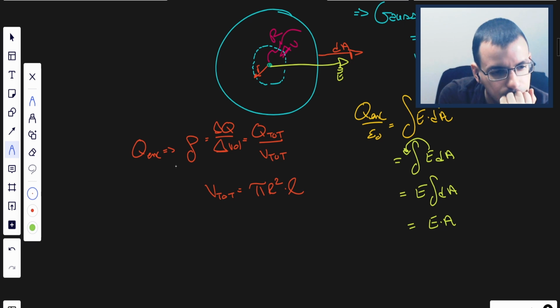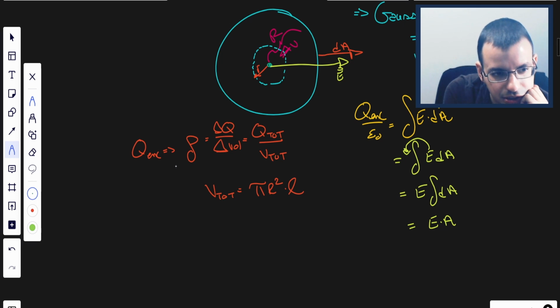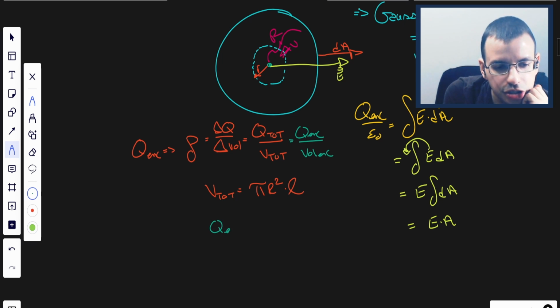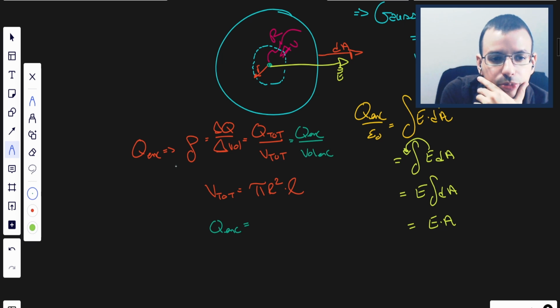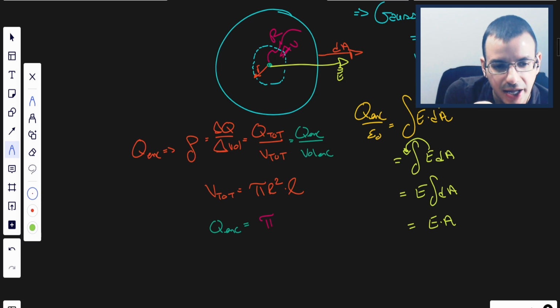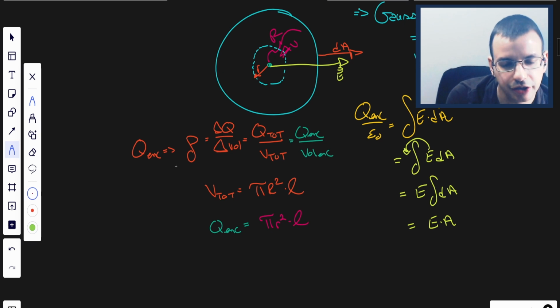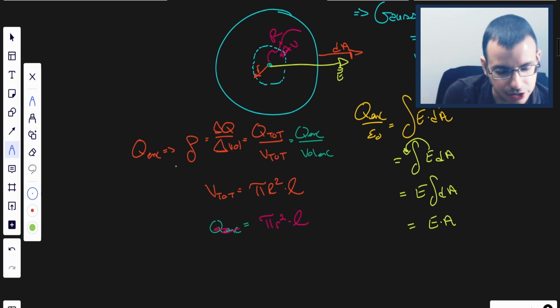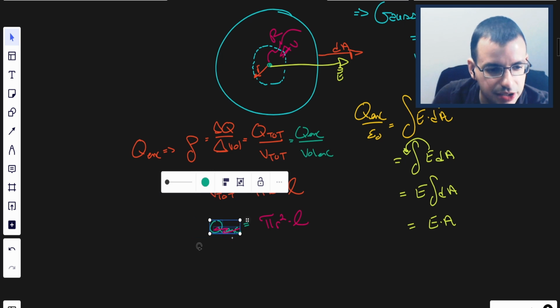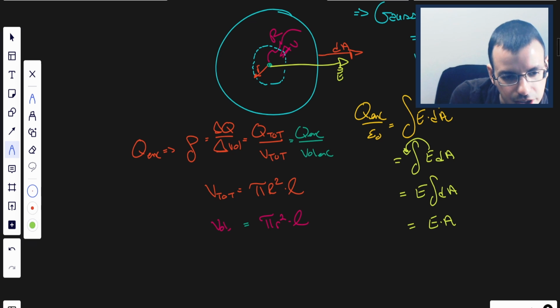So Q enclosed over volume enclosed, it's all the same thing, delta Q over delta volume. The enclosed volume of our Gaussian shape is getting bigger as the radius grows, and so that is going to be pi small r squared times length. So it's going to be the concentric smaller cylinder. That's going to be our volume enclosed.